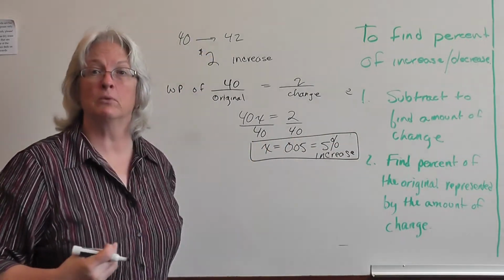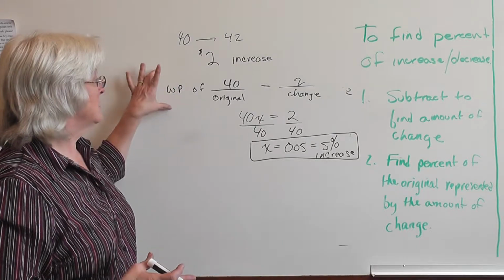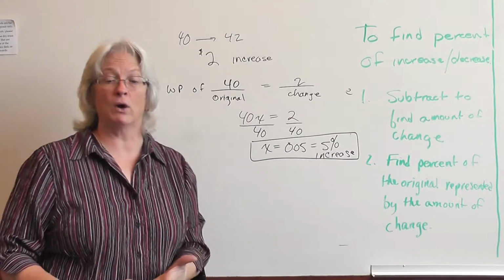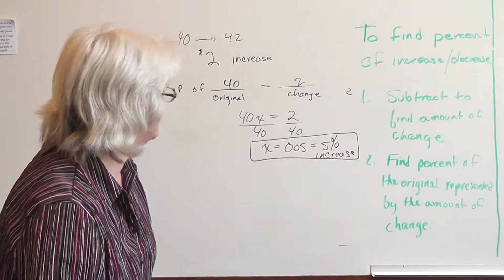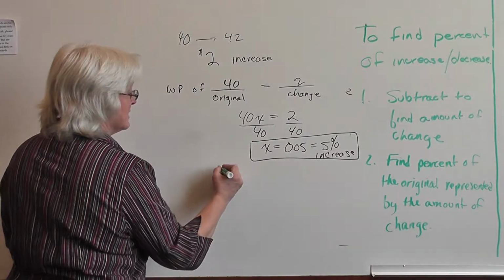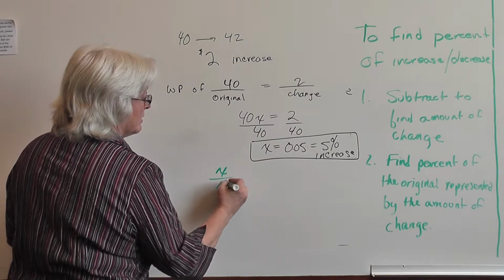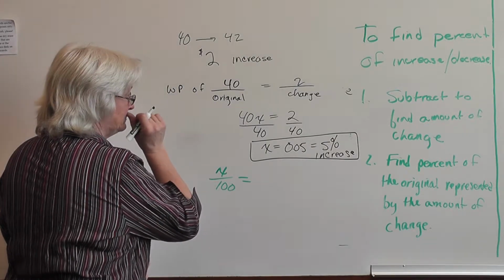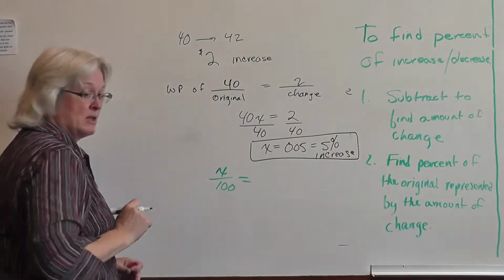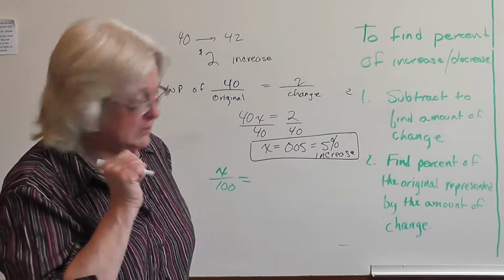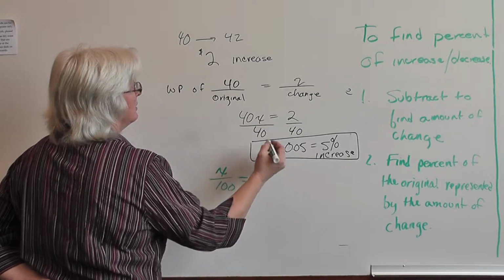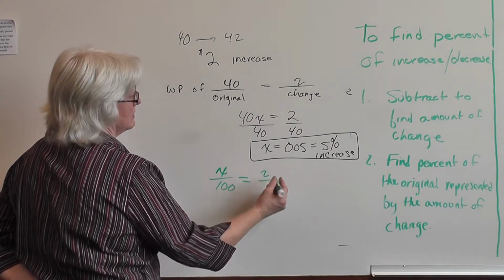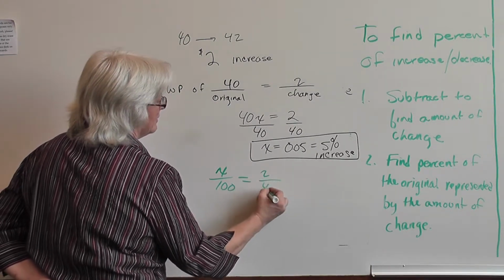which is equal to a 5% increase. And this is what this problem would look like if you set it up using the first method that we used. The second way that you can do this is to set up a ratio where you're finding the percent over 100 that is represented by the amount of change divided by the original amount.